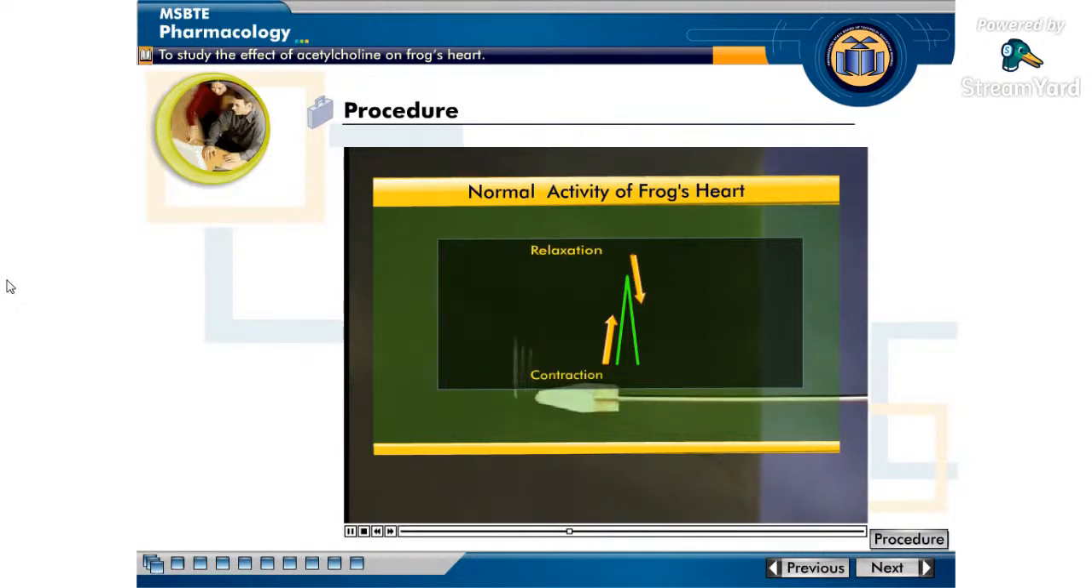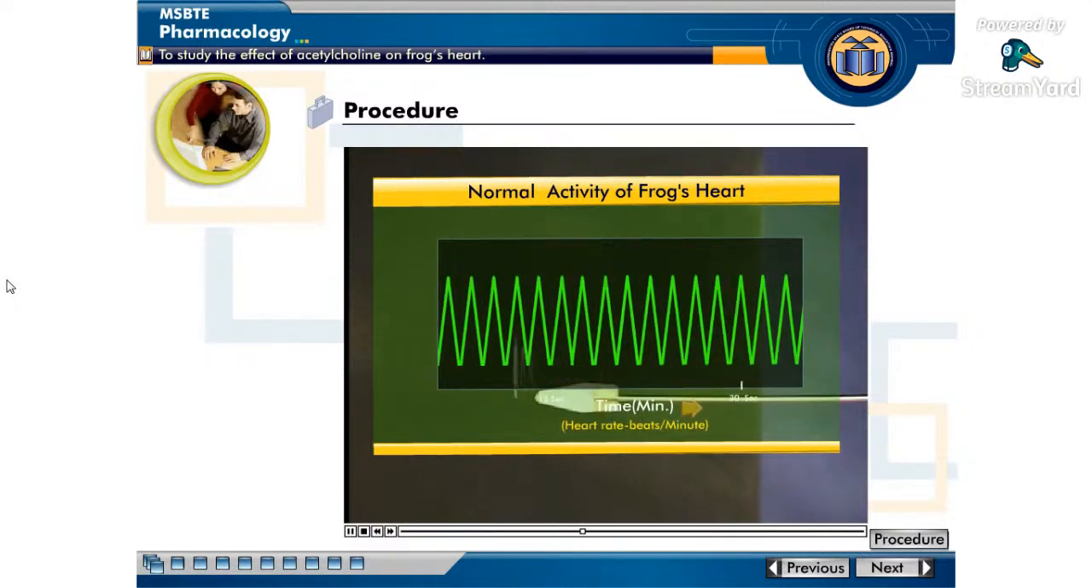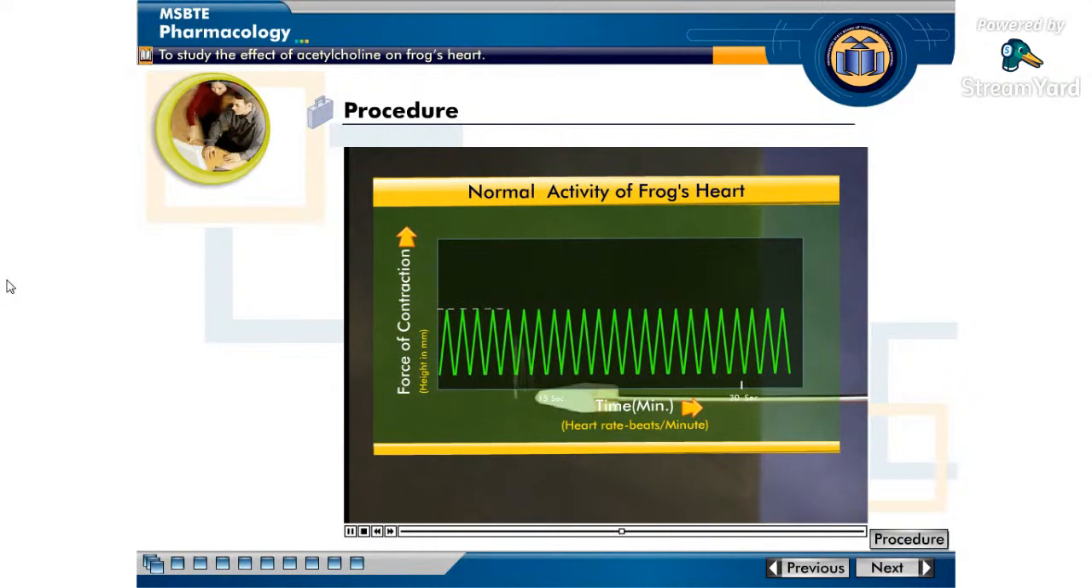In these tracings, the number of peaks per minute indicates rate of contraction of heart, whereas height of a single peak indicates force of contraction. You can see that all the peaks in the tracing are of the same height and at the same distance. This means contractions are rhythmic and with normal tone.